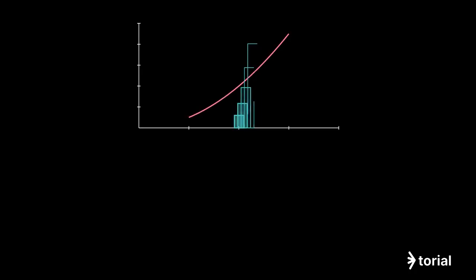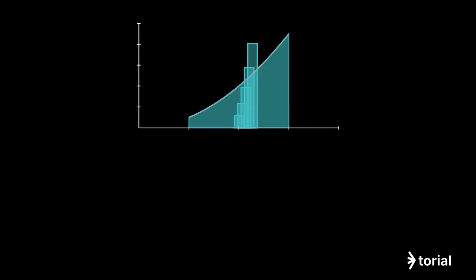We approximate the area using rectangles, which is the fundamental idea behind Riemann sums. As we use more rectangles with smaller widths, we approach the true area under the curve, which is the exact value of the integral.